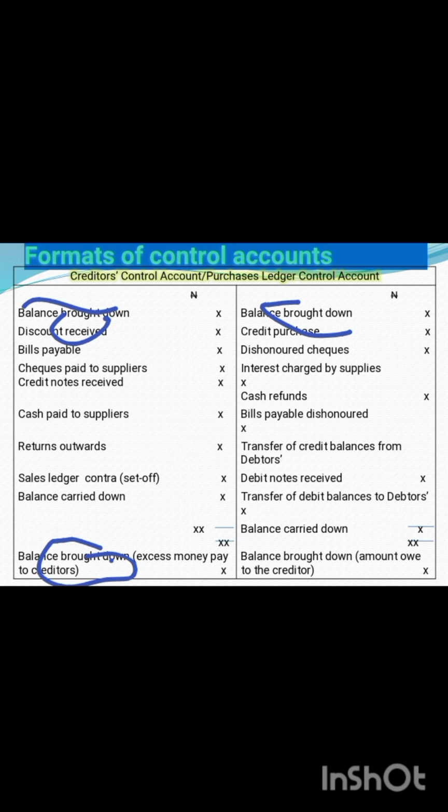All right, but when we have a credit balance, it simply means the total amount owed to our creditors or to our suppliers. Now take a look at where we have the refund. If you have the excess here, then the refund is here. All right, then also take a look at the credit note received, and the debit note received. These are the key things you should know.